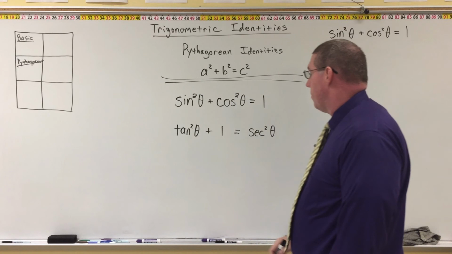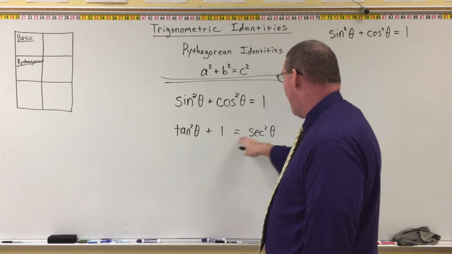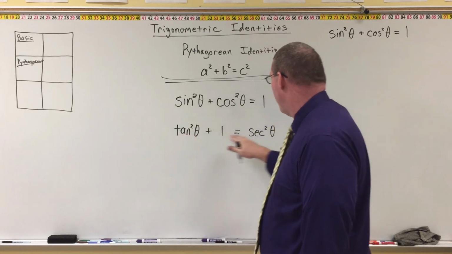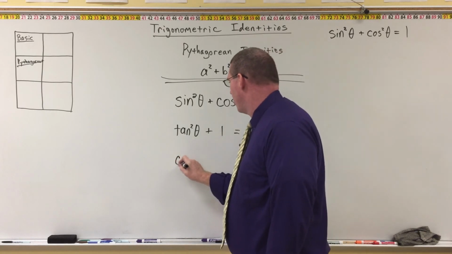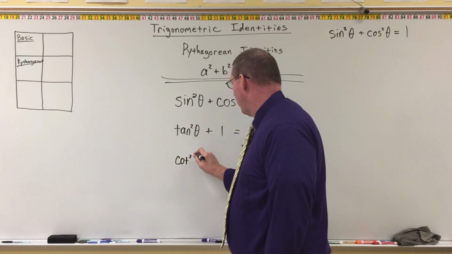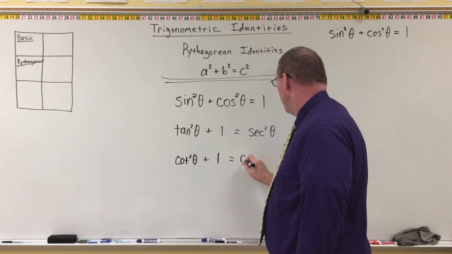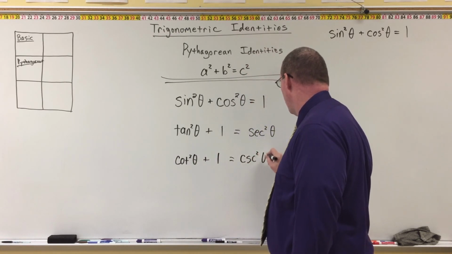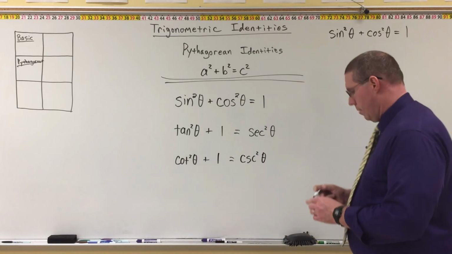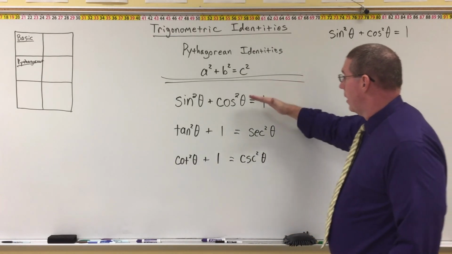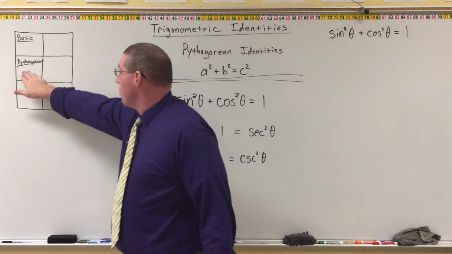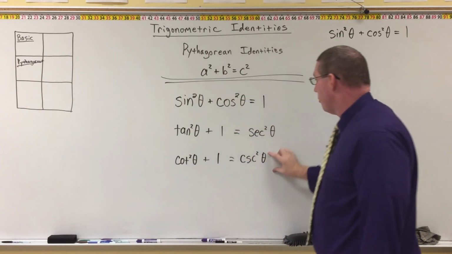And then our last trigonometric identity follows the same pattern as this one. It's the cofunctions that go with each of these. So cotangent squared of theta plus 1 is equal to cosecant squared of theta, okay? And that's it for Pythagorean identities. These three, you'll put them in this box right here. It's only 3 of them.